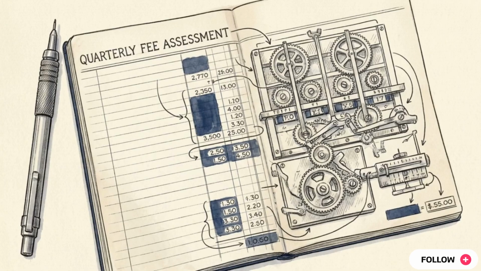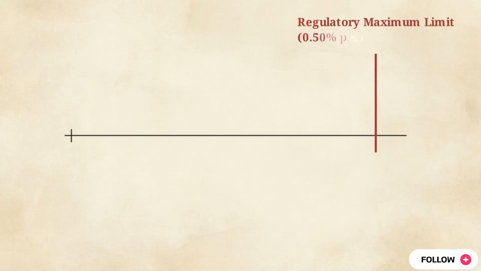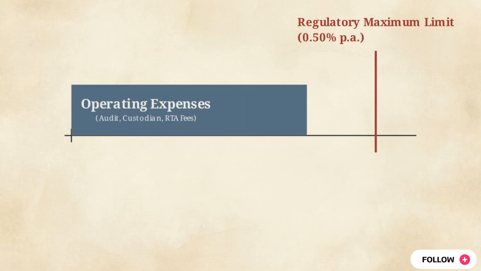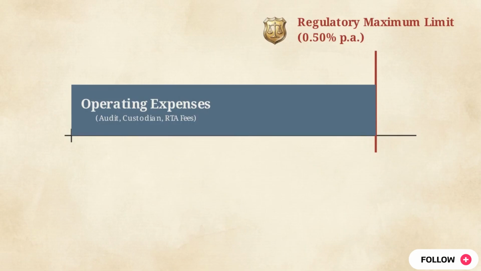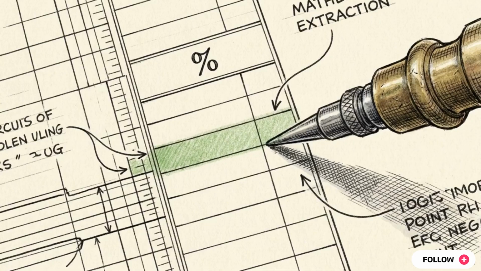After the trades are executed, the system turns to the most heavily scrutinized part of the life cycle: fee extraction. SEBI strictly prohibits PMS providers from charging any upfront fees. There is also a hard cap on operating expenses. These costs cannot exceed 0.50% per annum of the client's daily average assets under management, excluding brokerage and statutory taxes. To generate significant revenue, managers rely on performance fees, which reward them for generating positive returns.